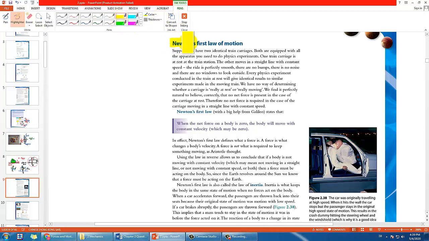Let's talk about Newton's first law. So I assume in IGCSE or middle school you have already learned about Newton's first law, and in fact second and third law as well, but just to reiterate some key points to you.